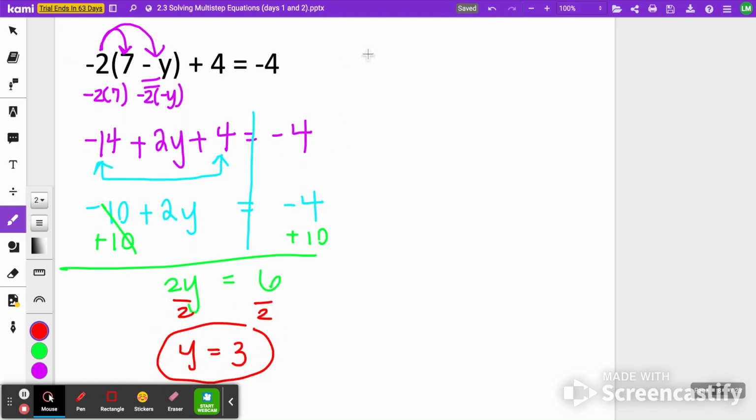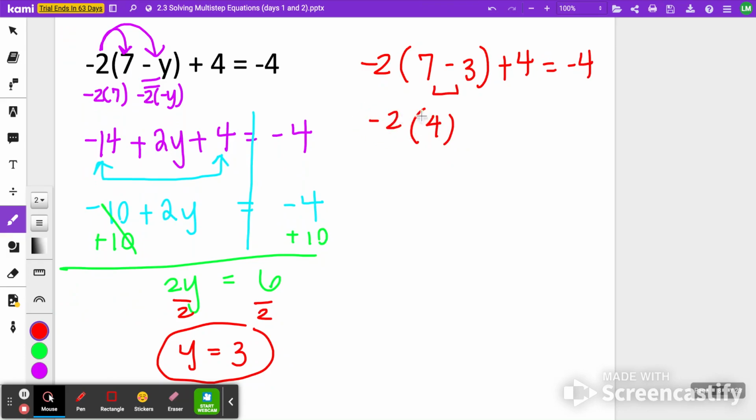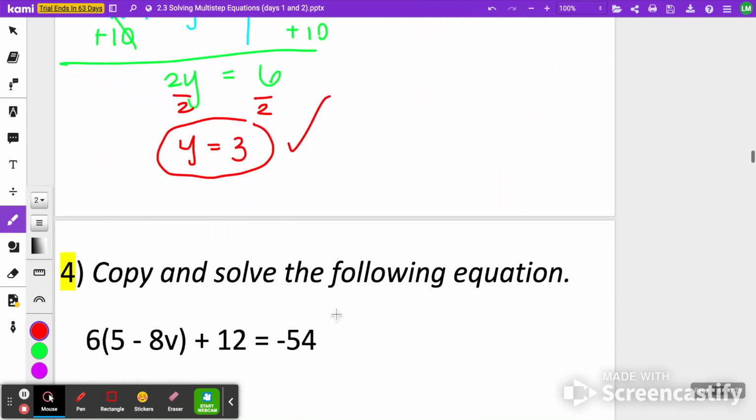Again, I can check my work by plugging in 3 where I see the y. So I have 7 minus 3, and then the +4 is equal to -4. Solving using order of operations, 7 minus 3 is +4. Bring down everything else. -2 times 4 is -8, and -8 plus 4 is equal to -4, so I know that y does equal 3.